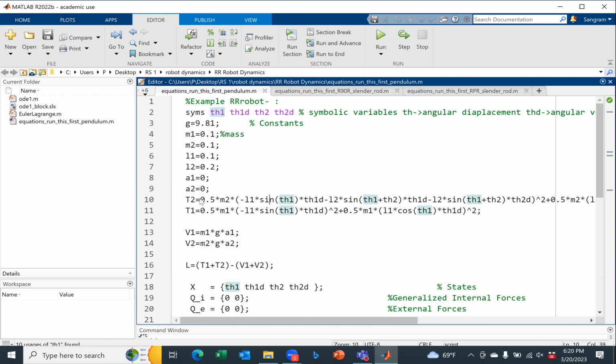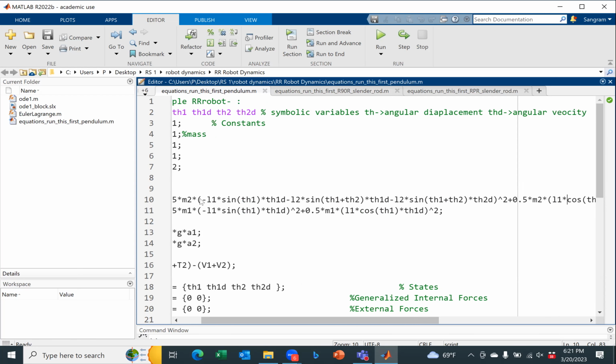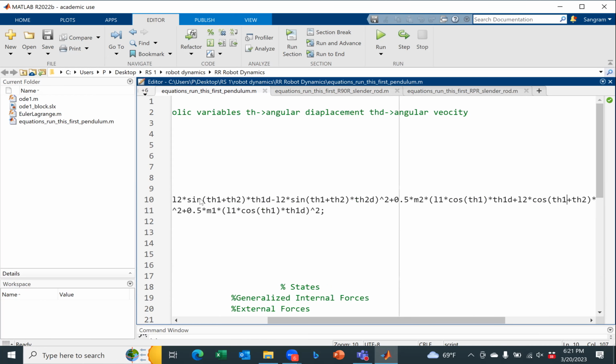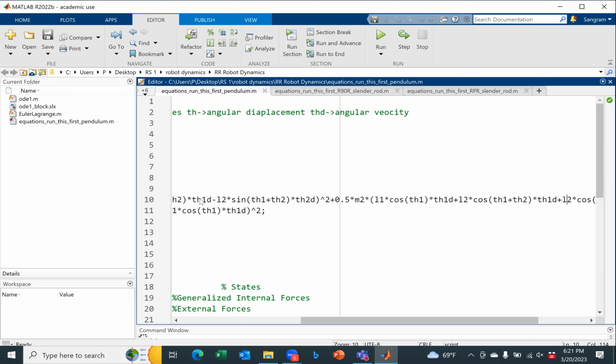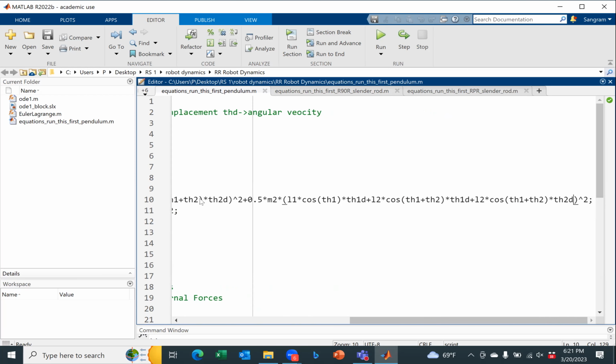And for the kinetic energy of the second mass, again, I have this equation: minus L1 sine theta 1 dot minus L2 sine (theta 1 plus theta 2) times (theta 1 dot plus theta 2 dot), all squared. And then I have this expression. If you look at the equation that we just derived, that long expression is coded over here. So I have the kinetic energy of the first mass and the kinetic energy of the second mass.